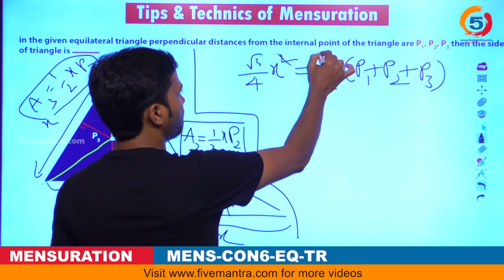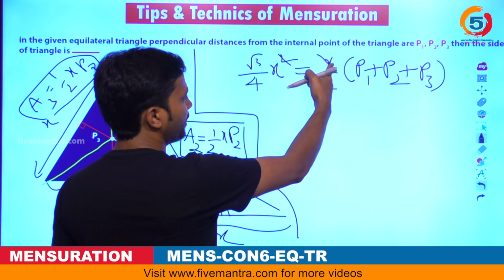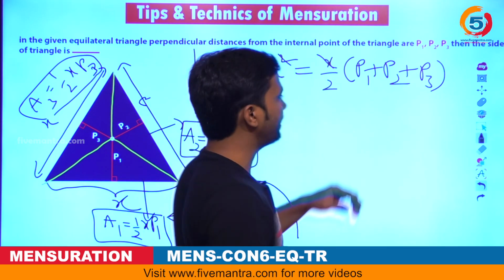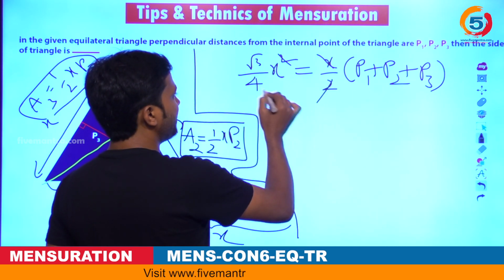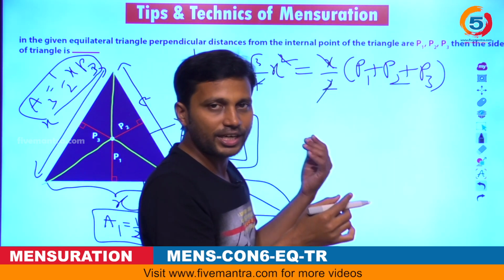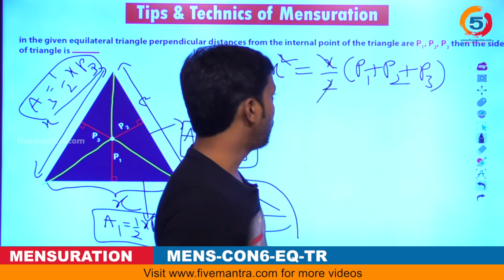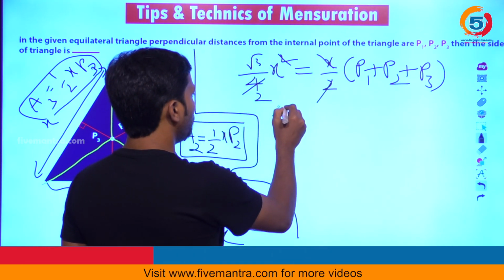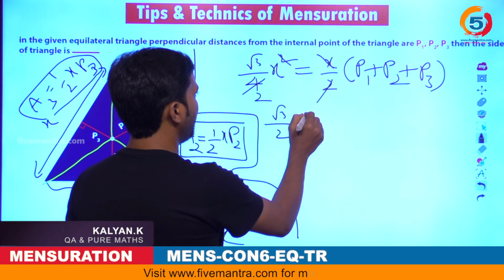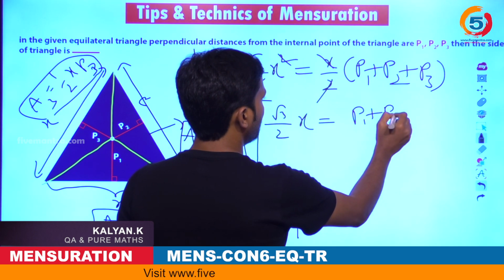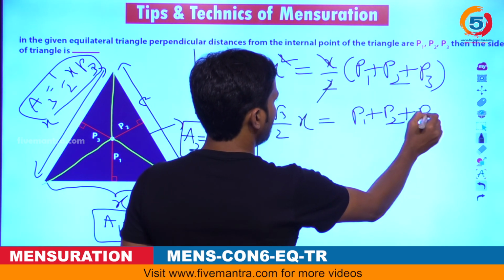Can we cut x here or not? Because if you take this x to this side, x square by x would be x only. So I am cutting directly. Now this 2 can be cancelled on both sides on the denominator part. So 2 ones are and 2 twos are. Right? So now what is left here? Root 3 by 2 x equal to P1 plus P2 plus P3.